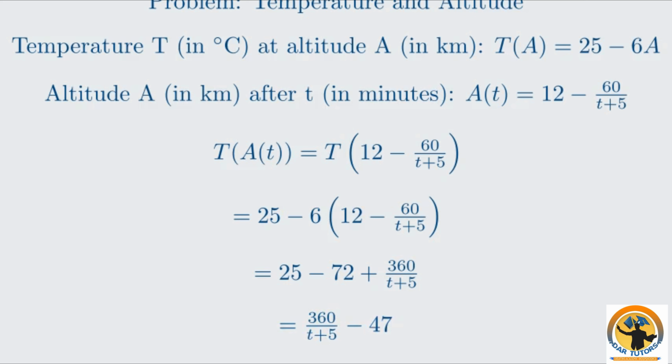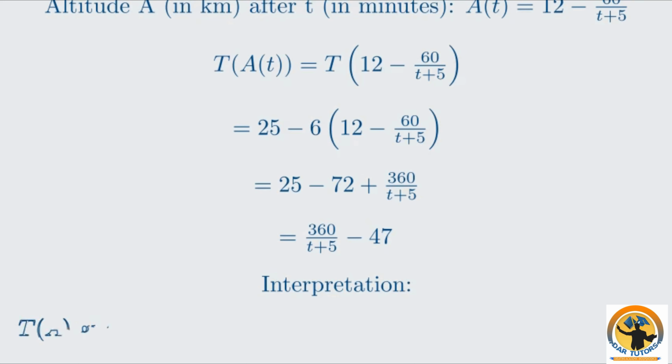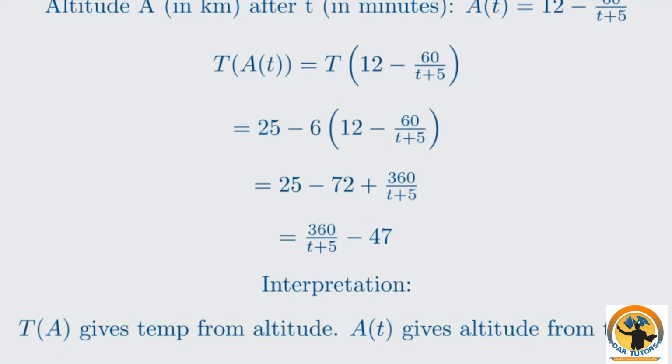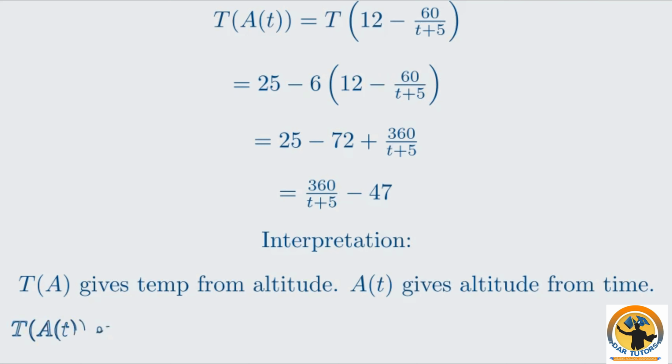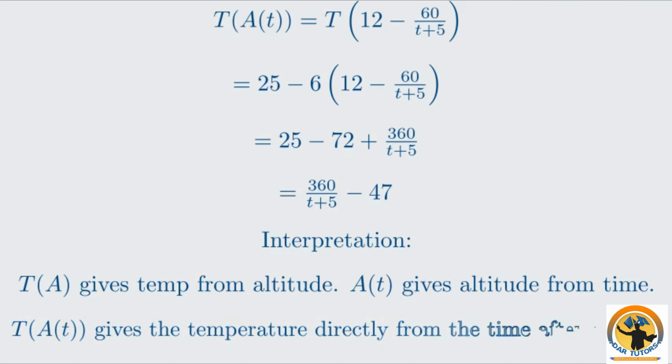The question also asks us to interpret this new function. The original functions were temperature as a function of altitude and altitude as a function of time. By composing them, the variable a is eliminated. The resulting function, T(A(t)), represents the temperature outside the airplane directly as a function of the time in minutes that has passed since takeoff.